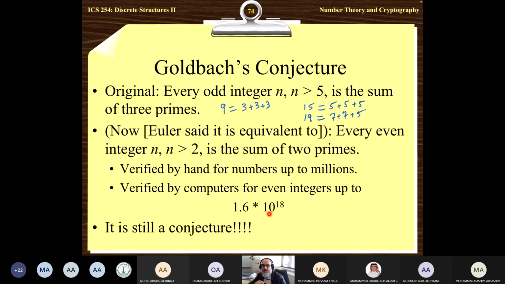And by the way, this was during the time when I prepared those slides. So maybe now this number is bigger. I wouldn't be surprised if this number was bigger. But it is still a conjecture. Nobody was able to prove it.